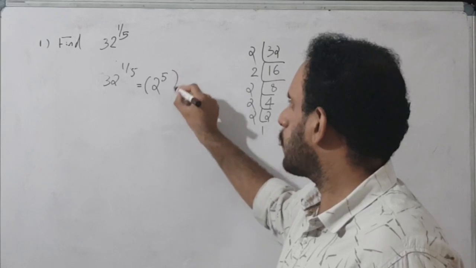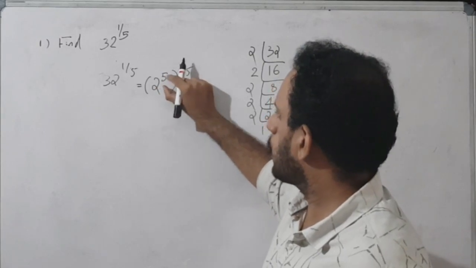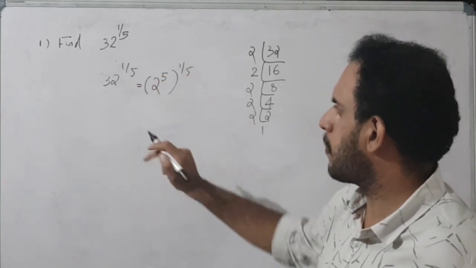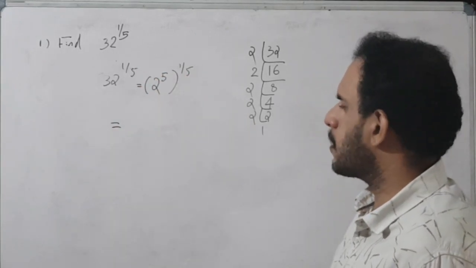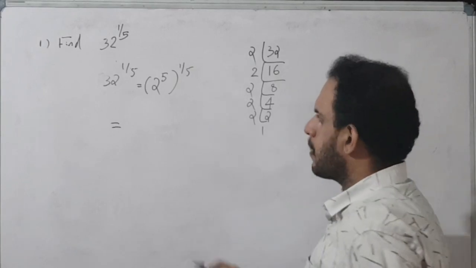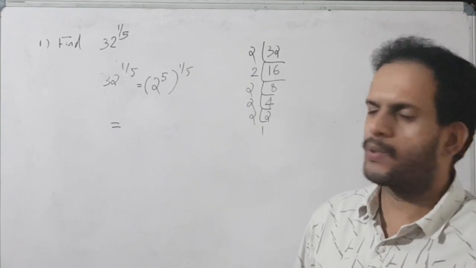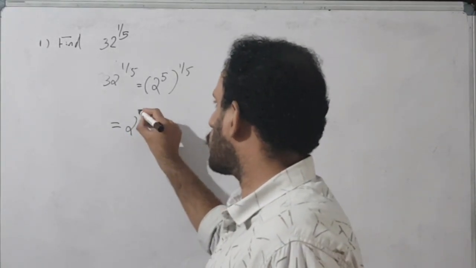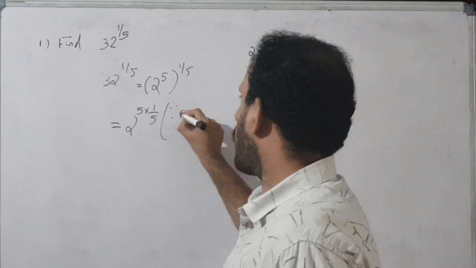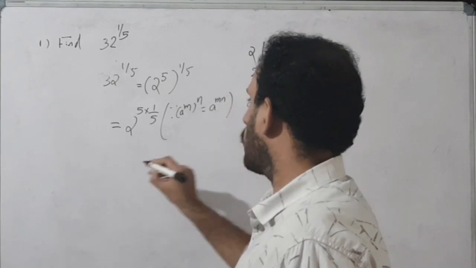32 converts to 2 raised to 5, raised to 1 by 5. We convert 32 into the form of 2 raised to 5 because 2 is there 5 times. So 2 raised to 5 all raised to 1 by 5 is in the form of a raised to m whole raised to n. What is a raised to m whole raised to n? A raised to m whole raised to n is equal to a raised to mn. Then 2 raised to 5 into 1 by 5.